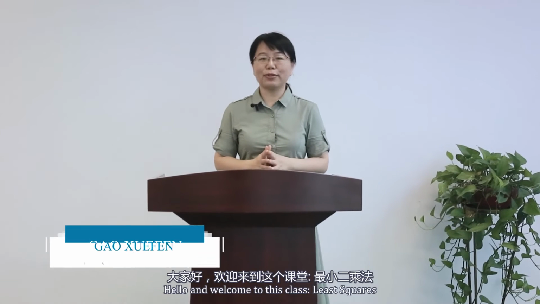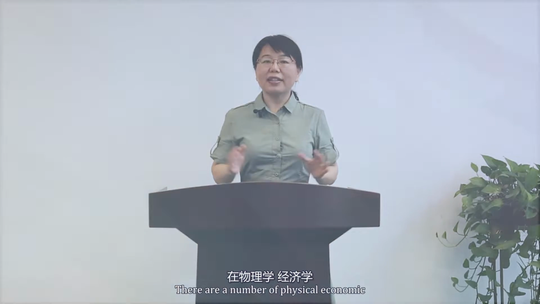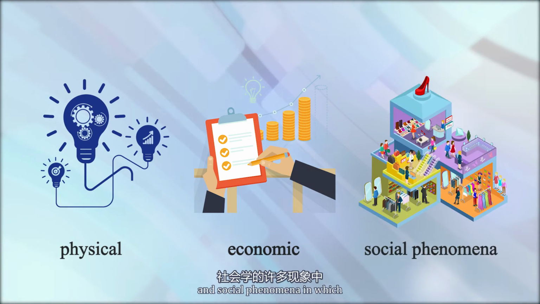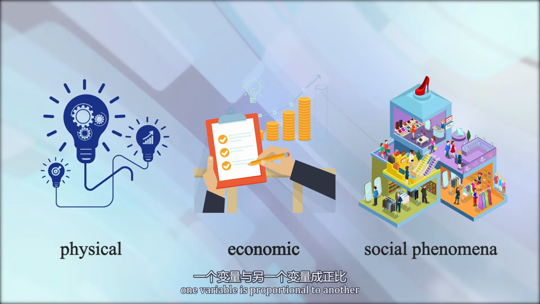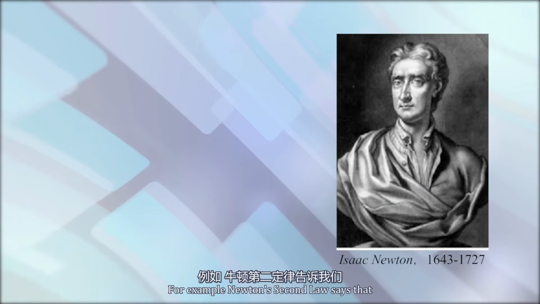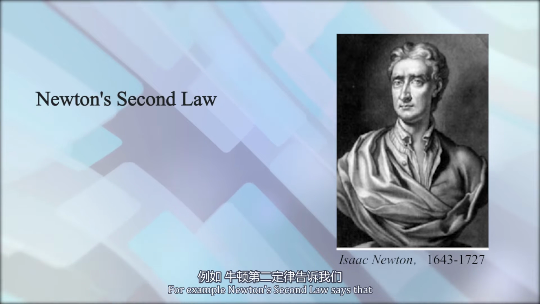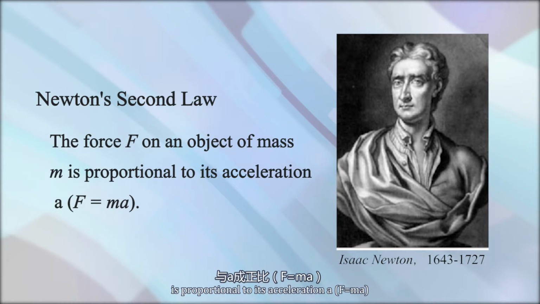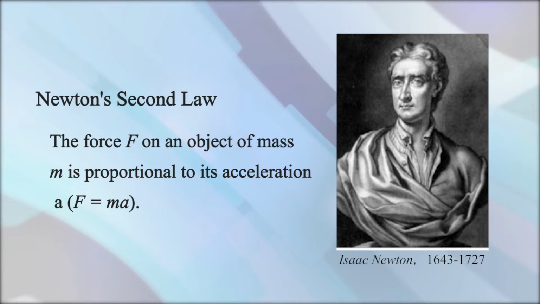Hello and welcome to this class, Least Squares. There are a number of physical, economic, and social phenomena in which one variable is proportional to another. For example, Newton's second law says that the force F on an object of mass m is proportional to the acceleration a. We always say F is equal to ma.